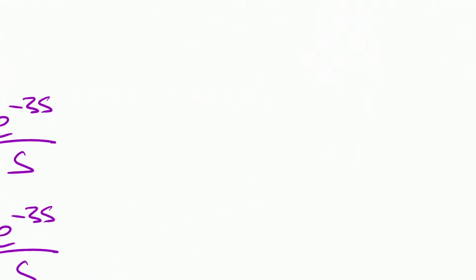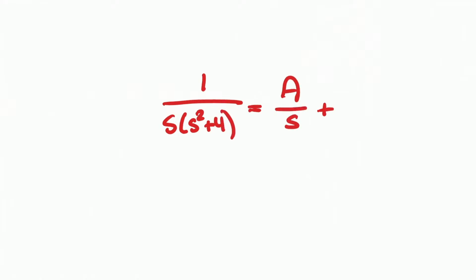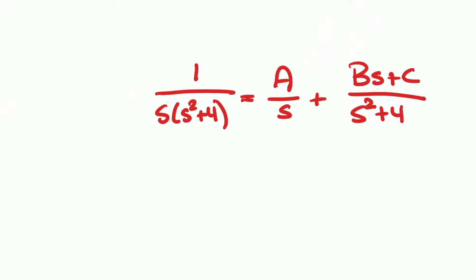Here we go. I'll do it up here. 1 over s times s squared plus 4 is A over s plus Bs plus C over s squared plus 4. Since this thing is a quadratic, you need to have a linear factor on top. Some of you are just now realizing that you've been doing it wrong all of your life.